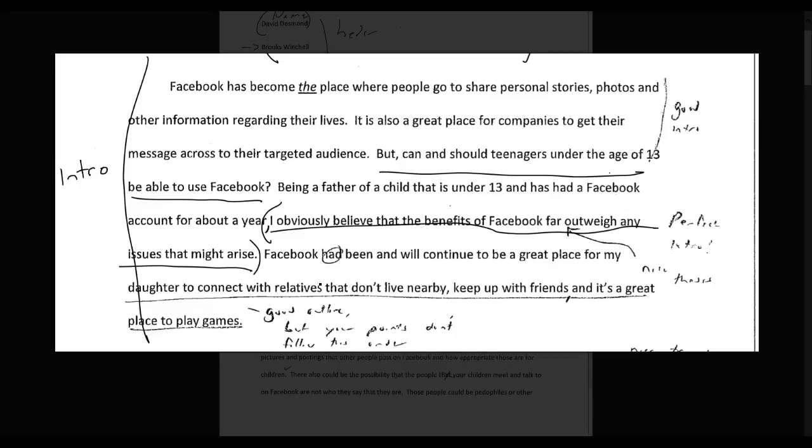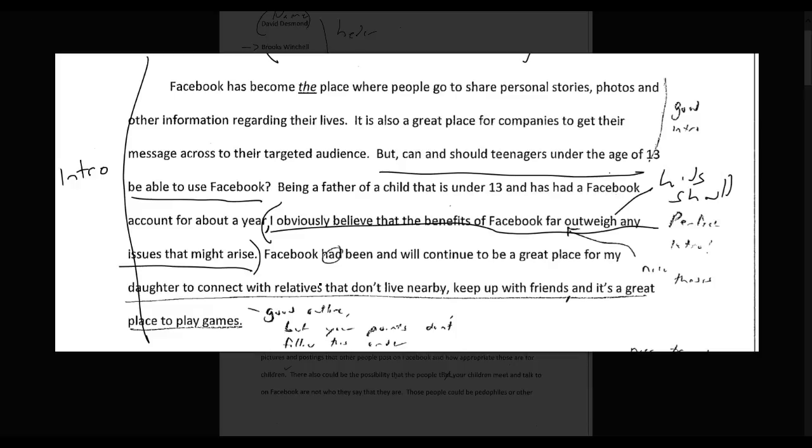So I said before that you need to use the word should or should not, and I do think it's a good idea. In this case, he actually doesn't. He says, I believe that the benefits far outweigh any issues that might arise. So clearly his thesis is kids should be allowed to use Facebook accounts, even though he didn't really state it quite that clearly right there.